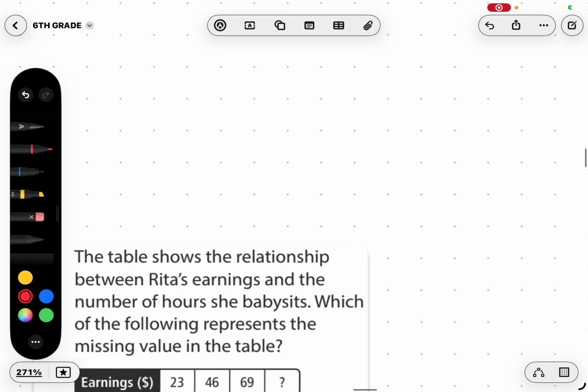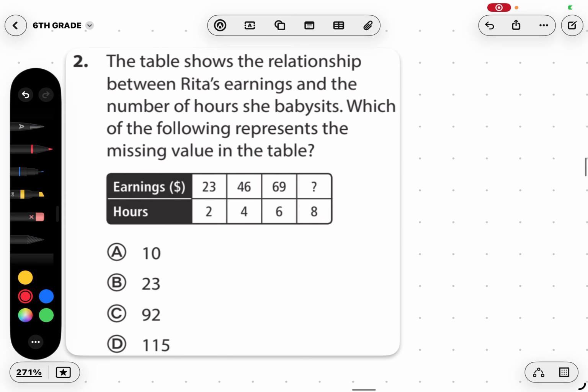Let's take a look at one more question. All right. Number 2 says, the table shows the relationship between Rita's earnings and the number of hours she babysits. Which of the following represents the missing value in the table? So we're going to have to determine what they're counting by.